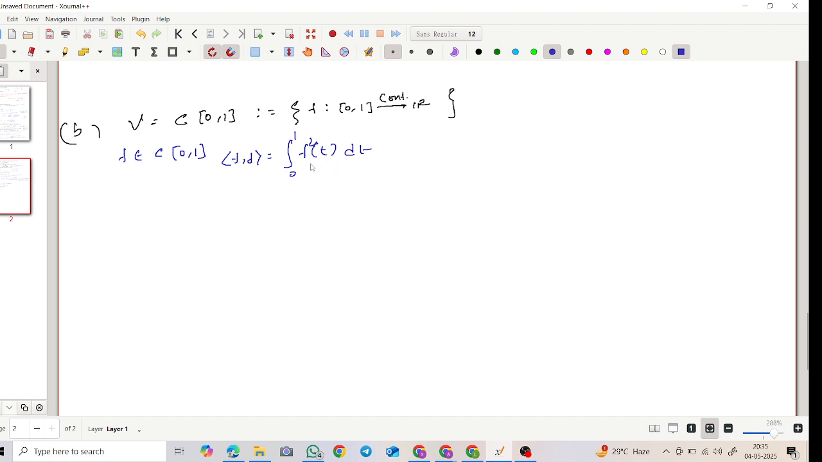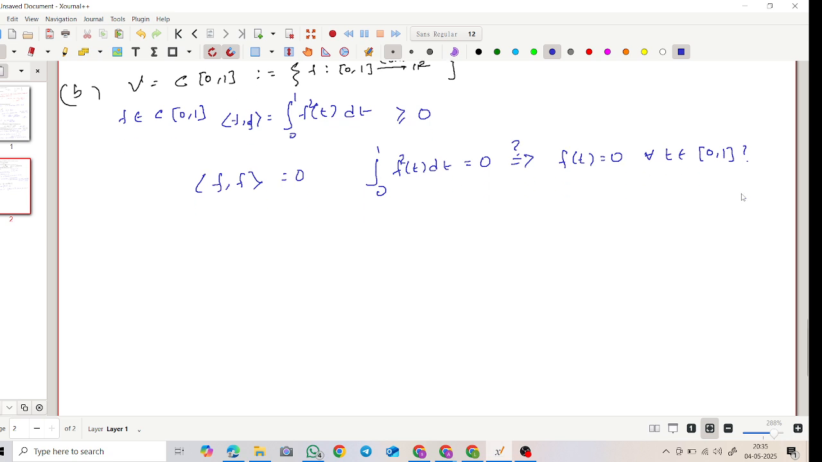So you see the term inside is always positive. The integrand is always greater than or equal to 0. But what happens when the inner product of f comma f is 0? Does it imply f equals 0? Yes. How do we prove it? If it is not zero at a point, then in an interval around it, it will be positive.